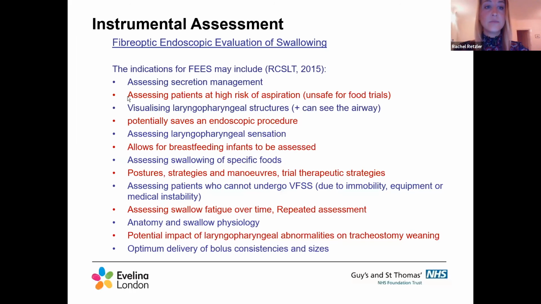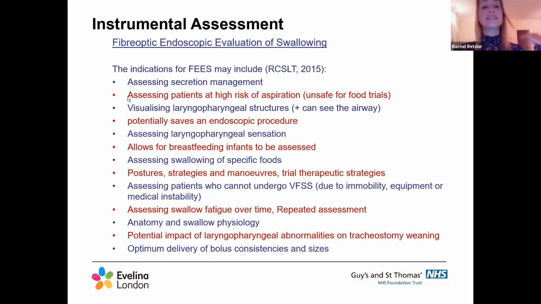Another instrumental assessment would be the FEES, or fiber optic endoscopic evaluation of swallowing. Some indications for FEES could be assessing secretion management, assessing a patient at high risk of aspiration but unsafe for food trials. This allows us to assess breastfed infants. We can assess laryngopharyngeal sensations. We can assess the swallowing of maybe specific foods.